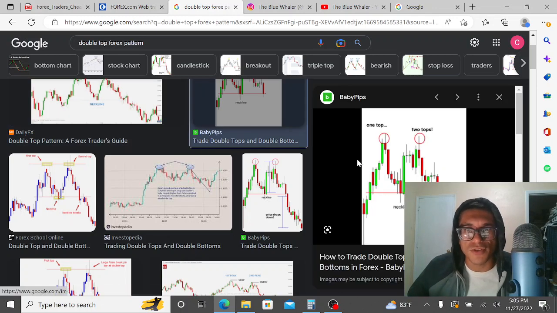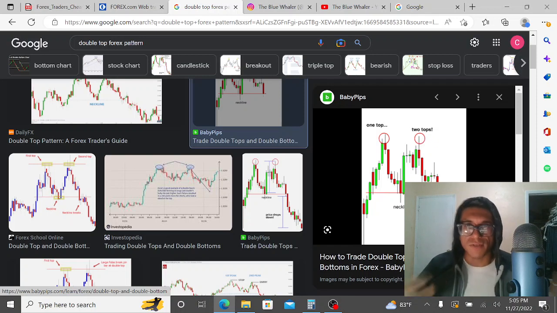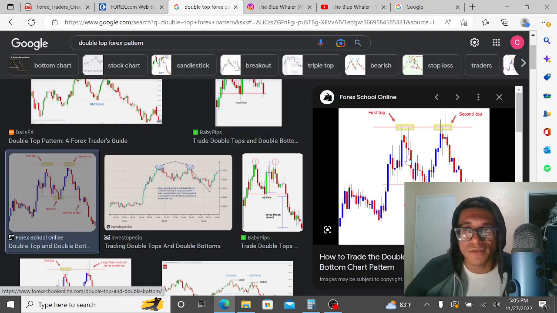We have another picture here. We got the one top, boom, went down, boom, it hit the second top, and looks like, well, it's supposed to go all the way down, right? Allegedly. We got a third picture here where it went up, boom, it hit the resistance line, went down a little bit to the neckline, hit the second time, and it just went down.